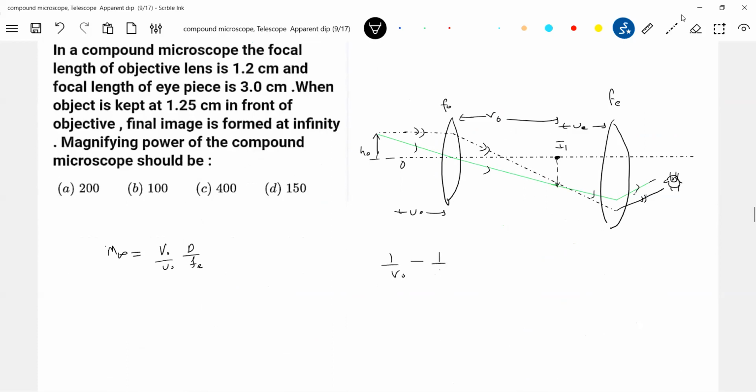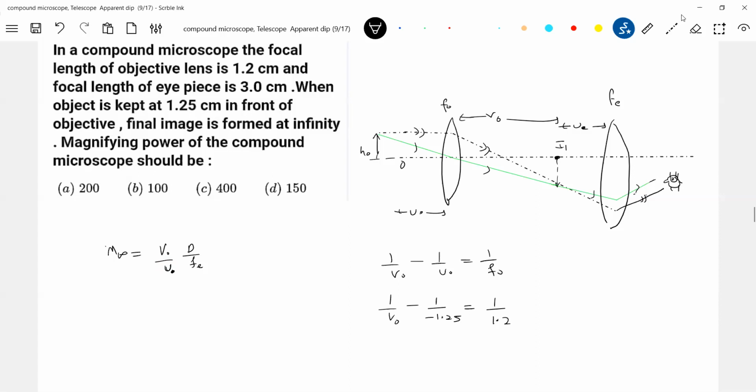Can we use the lens formula, 1 by V naught minus 1 by U naught equals 1 by F naught? V naught we don't know, U naught is minus 1.25, and what is the focal length F naught? 1.2 centimeters. Substitute this and you'll get the value of V naught. Put that value of V naught here and you'll get the required answer. Of course, a negative sign will come; I'm just getting only the magnitude.